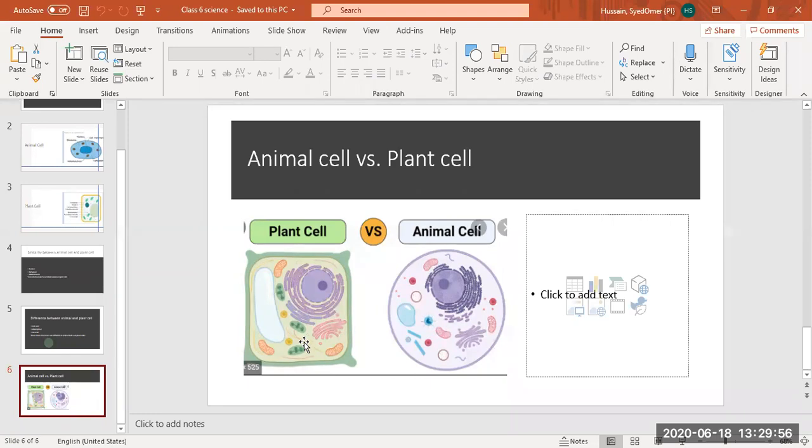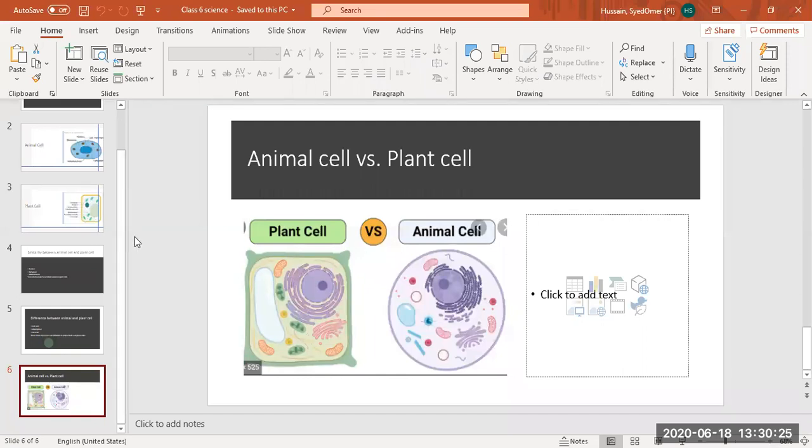Now the cell wall. As you can see, this is the inner covering. This inner covering is called the cell membrane. And this outer covering, which is green in color, is called the cell wall. But in an animal cell, there is just one covering. It means an animal cell only has a cell membrane. It does not have a cell wall. Instead, a plant cell has both a cell membrane as well as a cell wall.